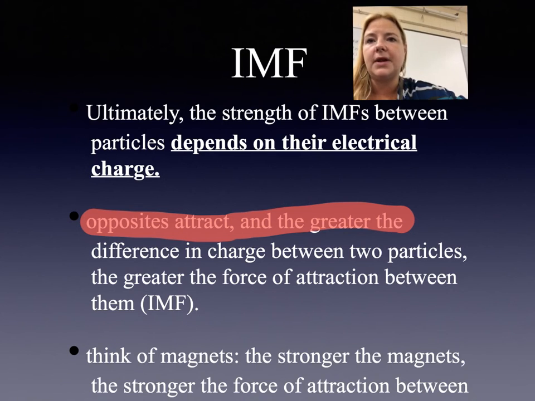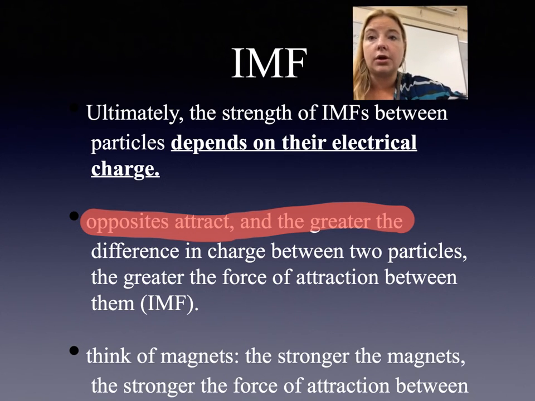So you can kind of compare it to magnets. If the magnets are very strong magnets, they have a greater difference between their positive and negative, and so they're going to have a stronger pull between those magnets.